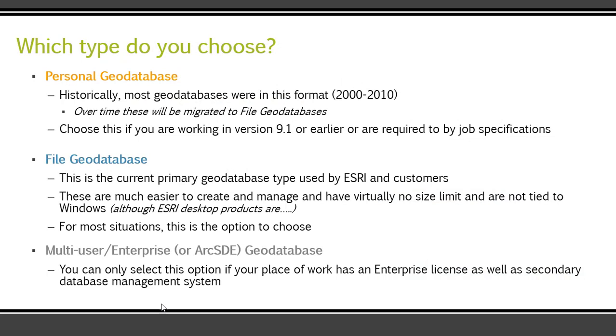So now which type do you choose? Well, the personal geodatabase, for the first 10 years, that's basically what everybody was creating. At this time, shapefiles were still being created en masse as well. Esri was hoping when they created the file geodatabase that most people would migrate there, and that actually has happened, because working with the file geodatabase, its size and just its ease of creation is so much better than the personal geodatabase. So you really don't see those created anymore.